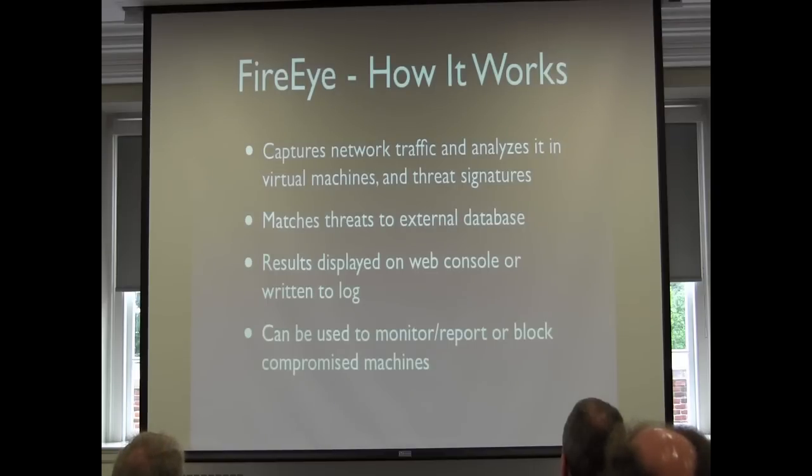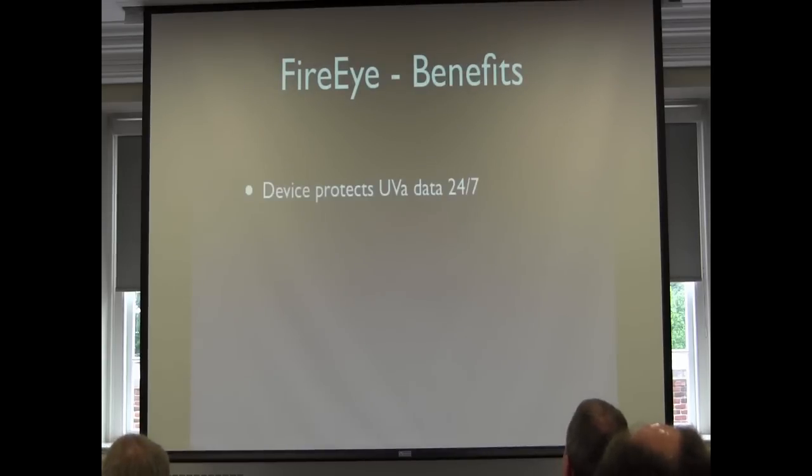It can be used to do both monitoring and reporting, which is what we're using it for, or it can also be used to block compromised machines. So in other words, if it finds a threat, it can turn off that network connection. We're not gonna use that, at least initially, because there's a lot of logistical issues involved. We want to make sure there's a human element looking at these threats to be able to say, that might be a false positive, that's not worth worrying about, that type of thing. So we're not going to use that blocking capability right off. It does protect us 24/7, it's always on.